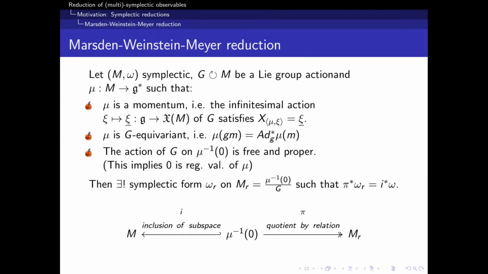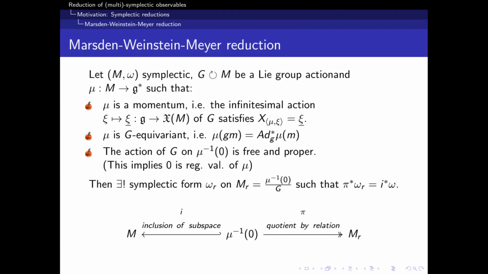Because the action was free and proper on the set, we can deduce that 0 was actually even a regular value, so mu minus 1 of 0 is a submanifold. If the action is free and proper, the quotienting leads us to a smooth manifold. And the symplectic aspect of this theorem is that we can do the same operations to the symplectic form to obtain a symplectic form on the reduced space.